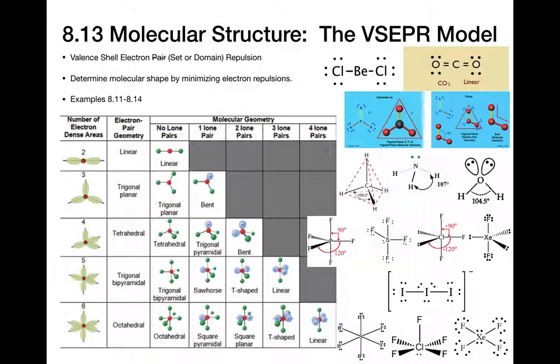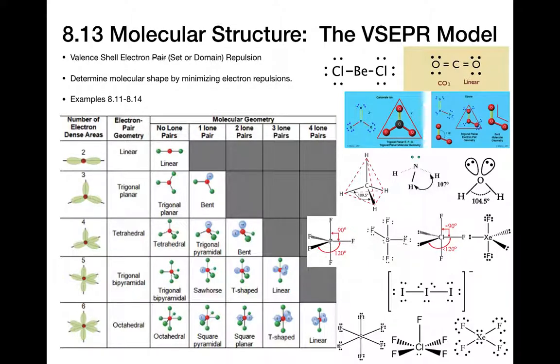We move up to 4 sets of valence electrons, and we have tetrahedral. 109.5 degree bond angle. CH4 is a classic example of that. NH3 is another one, except that it has one unshared pair as one of the 4 sets of electrons. Because of the extra repulsion of an unshared pair, NH3 has slightly less than 109.5 degree bond angle. It has a 107 degree bond angle.